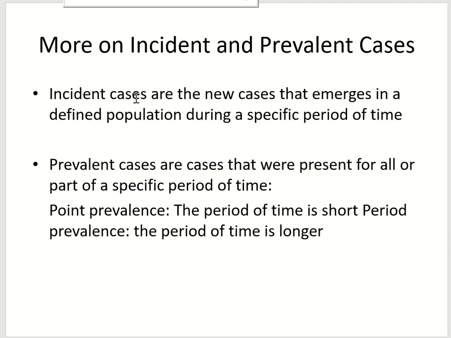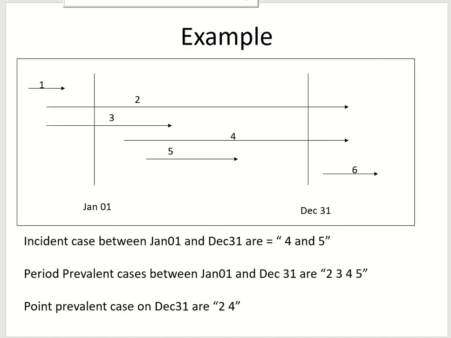All right, so incident cases are the new cases that emerge in a defined population during a specific period of time, whereas prevalent cases are cases that were present for all or part of a specific period of time. And again, I make the difference between point prevalence and period prevalence. To help illustrate the point, I have an example here where we have two dates, January 1 all the way to December 31. So that's a whole year. And you have different scenarios of what is happening.